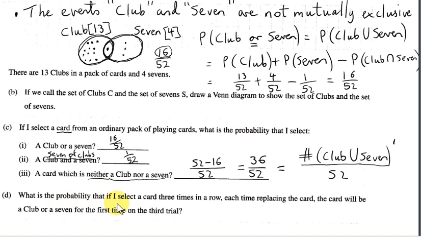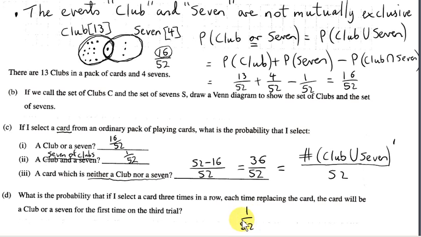What is the probability that if I select a card 3 times in a row, each time replacing the card, it will be a club or a 7 for the first time on the 3rd trial? So we're dealing with independent trials here, because each selection is a random selection. And we replace the card each time. So the probability of selecting any card in each trial is 1 over 52.